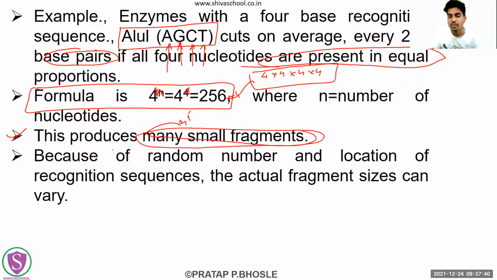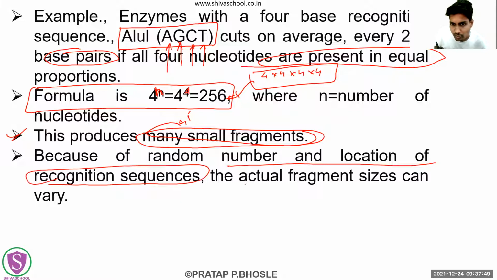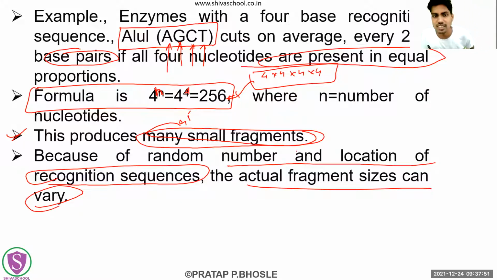Many smaller fragments will be produced. Right. Because of the random localization of the recognition sequence, the actual fragment size can vary. Okay, see, whatever number of nucleotides we are talking about, it is not going to be fixed for a particular recognition sequence. This will never be fixed. Okay, it can be 3, 4, 5, 6, 10, 11, 20. It can vary. So because of that, the actual number of fragments is going to vary. So there cannot be a fixed pattern that only 256 base pair fragments will be produced. It can vary. Right? That is the case with these enzymes.